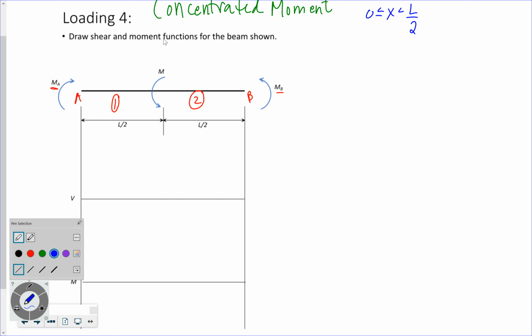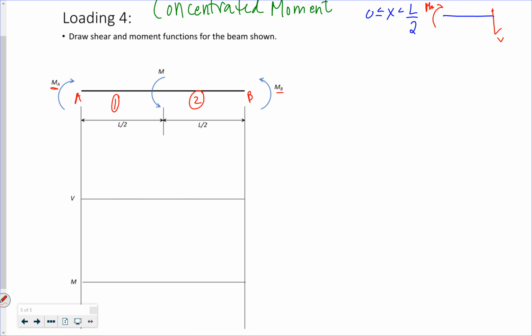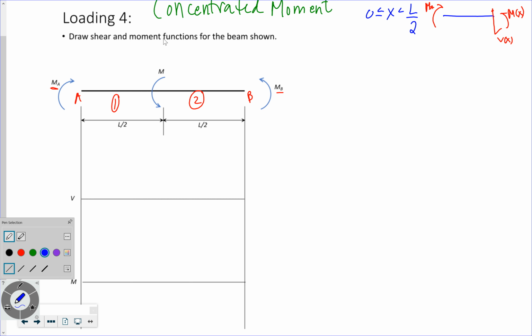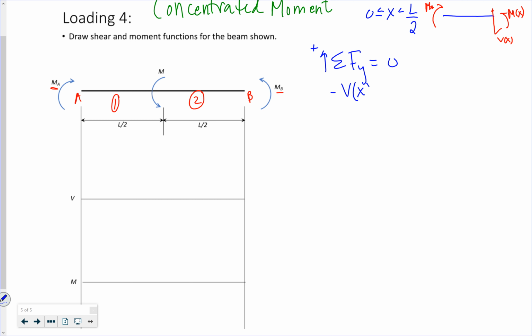I've got this beam with counterclockwise moment MA, shear function and my moment function. If I take the sum of the forces in the y direction, I figure out that my shear function is 0 because there's no other forces in the y direction.